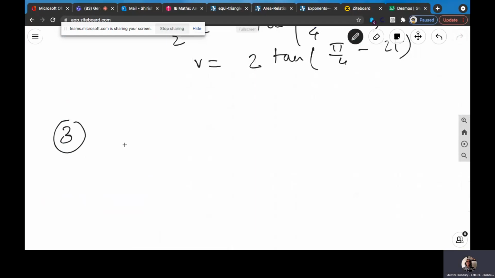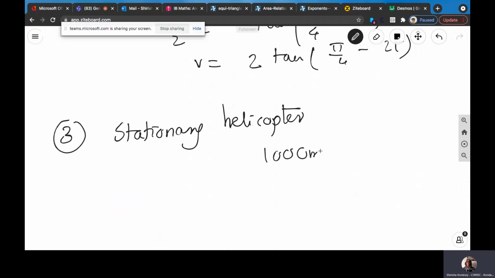A marine soldier steps out of a stationary helicopter, and the stationary helicopter is 1,000 meters above the ground. Let h be the height in meters above the ground. Okay, so the height is given by an expression, so I don't need another variable here. The height is given by the expression s of t.